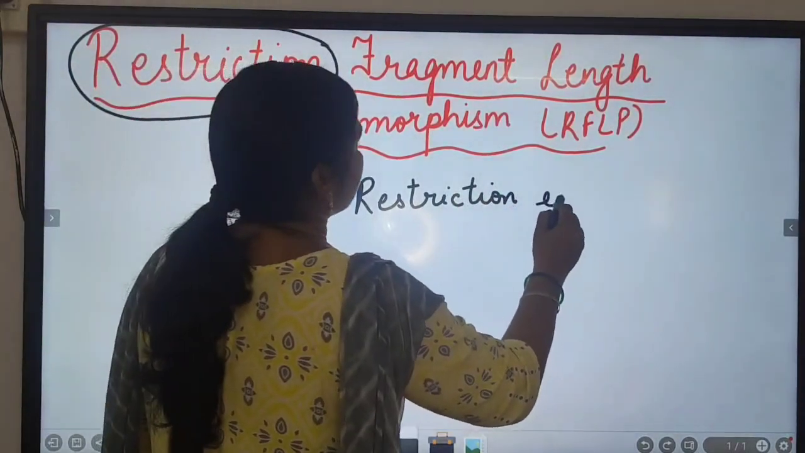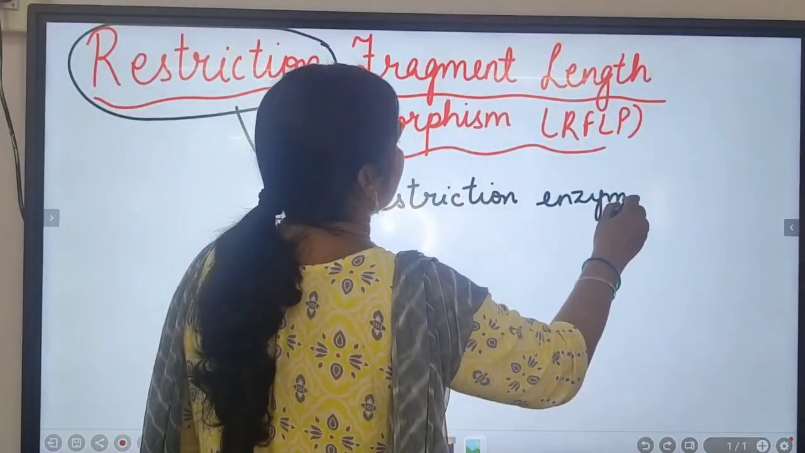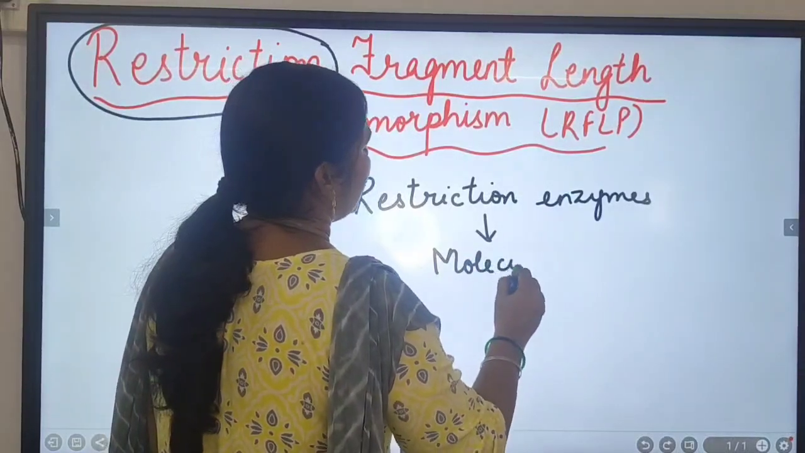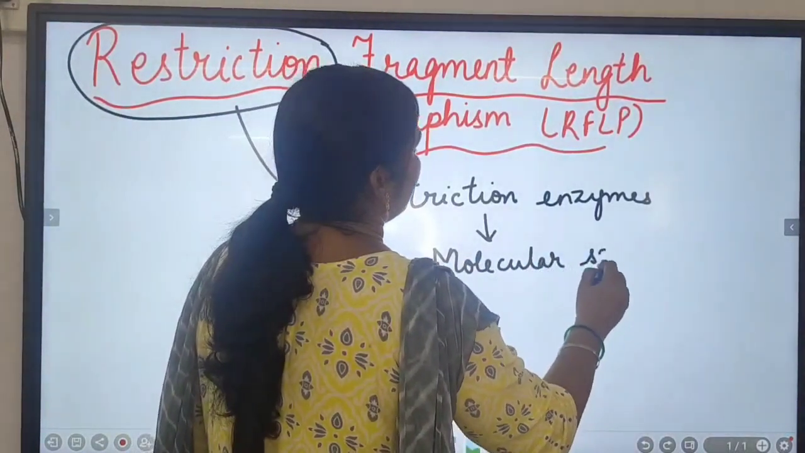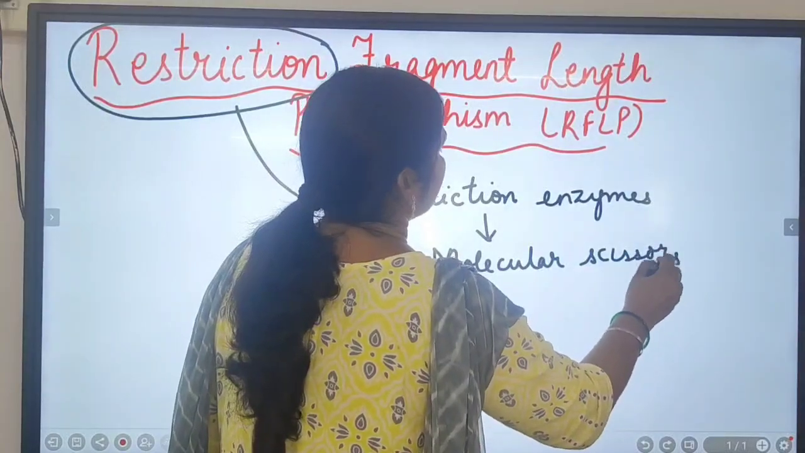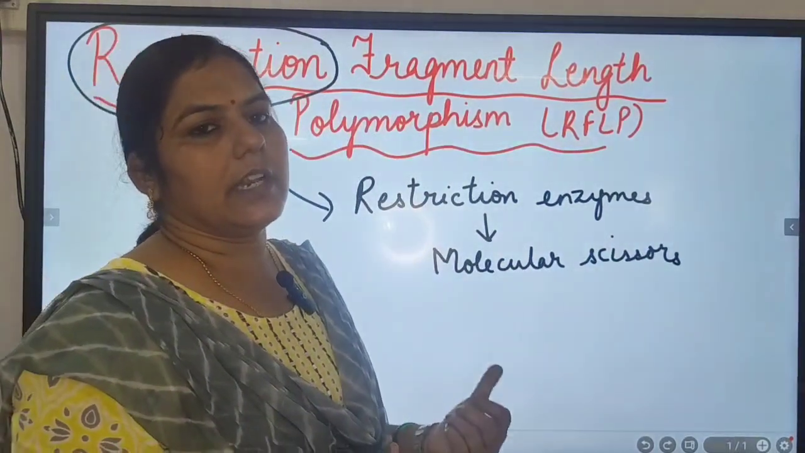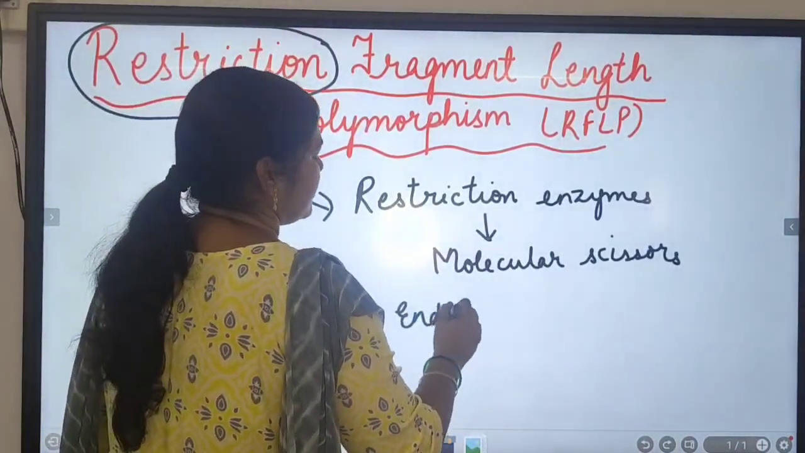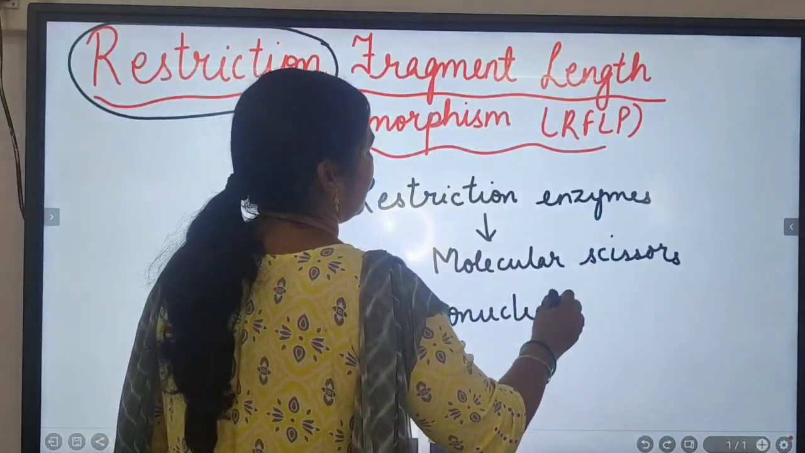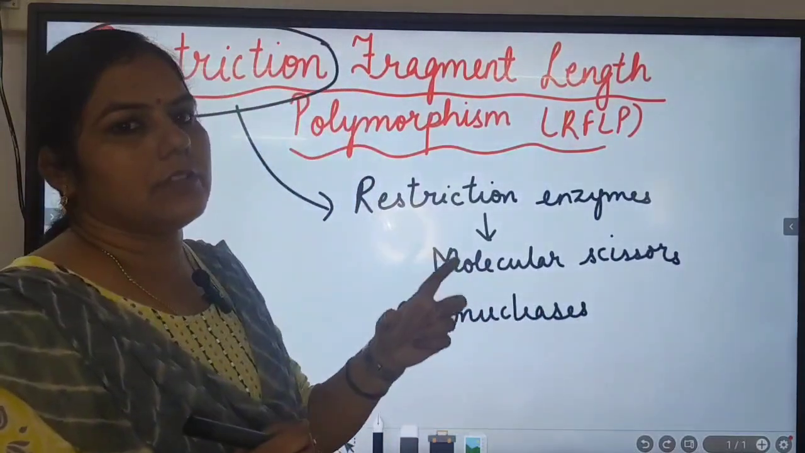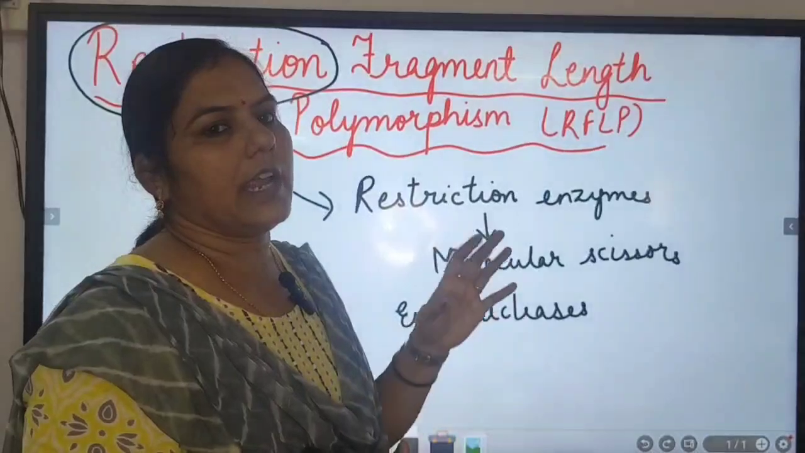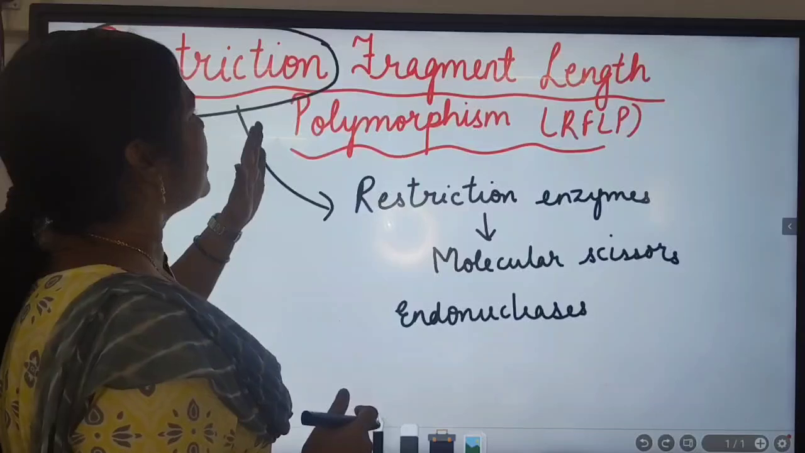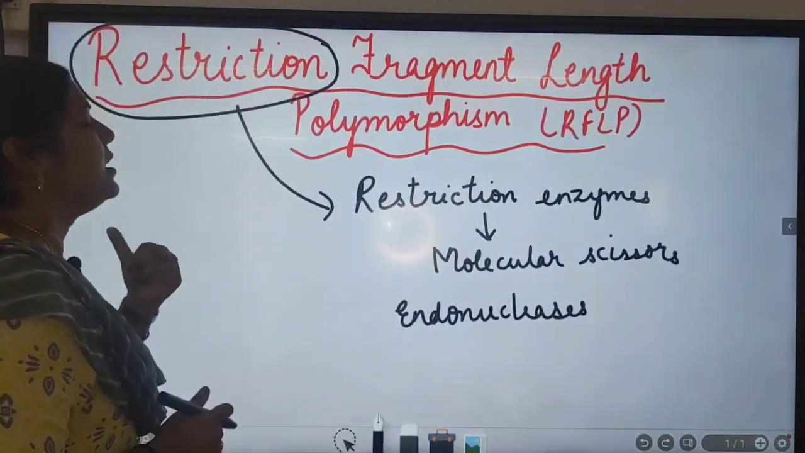We have learnt about these enzymes in our previous videos. So, what are these enzymes? These enzymes are known as molecular scissors. Why? Because these enzymes cut the DNA at specific sequences. So, these are endonucleases, and they recognize a specific sequence in the DNA and cut at those sequences. So these are known as molecular scissors. So the first word in this RFLP comes from these enzymes.